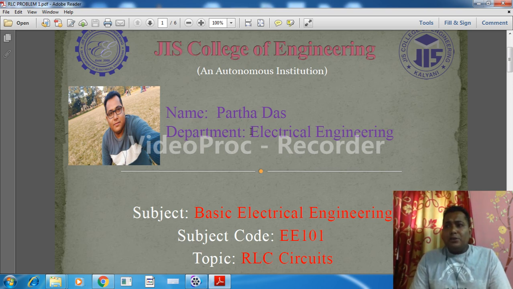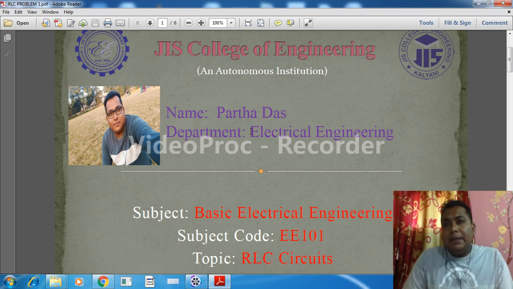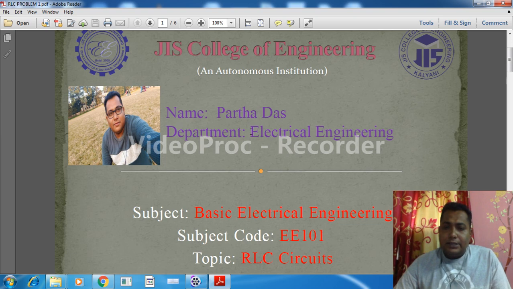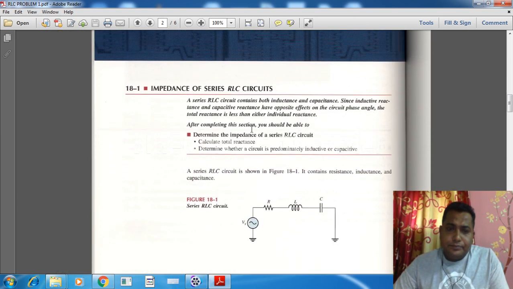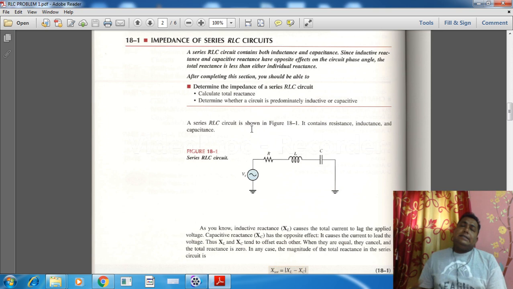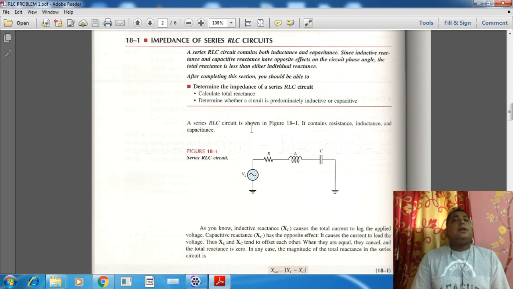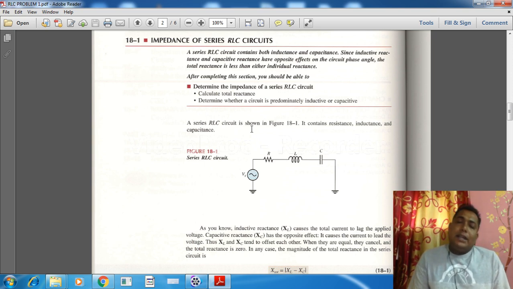Before starting, I am just giving you a preliminary idea. Coming to the next slide: the RLC series circuit. As the name suggests, in an RLC series circuit, R is the resistance, L is the inductance, and C is the capacitance, and all components are connected in series. As we can see in the diagram, RLC all connected in series, it is the RLC series circuit.